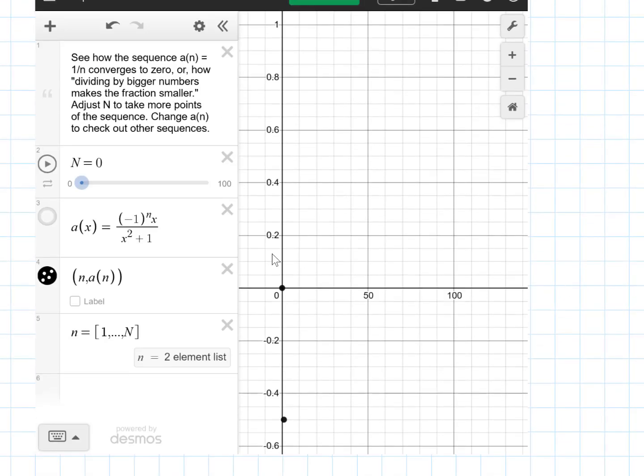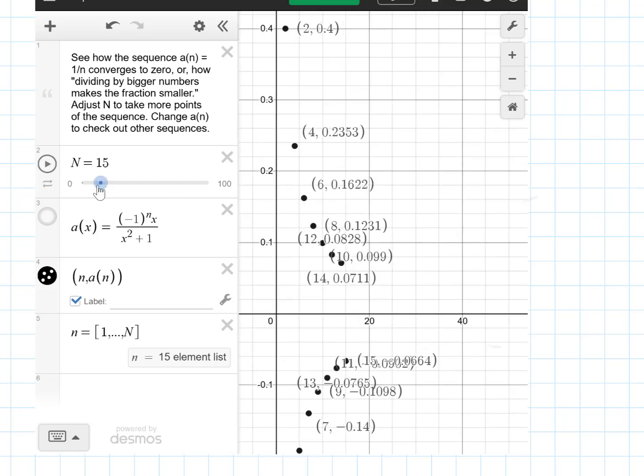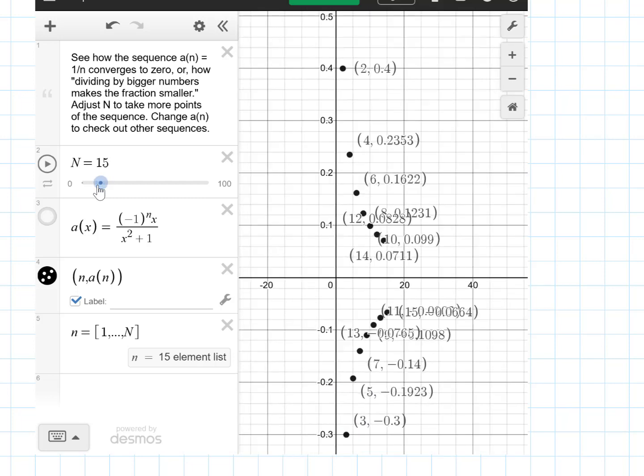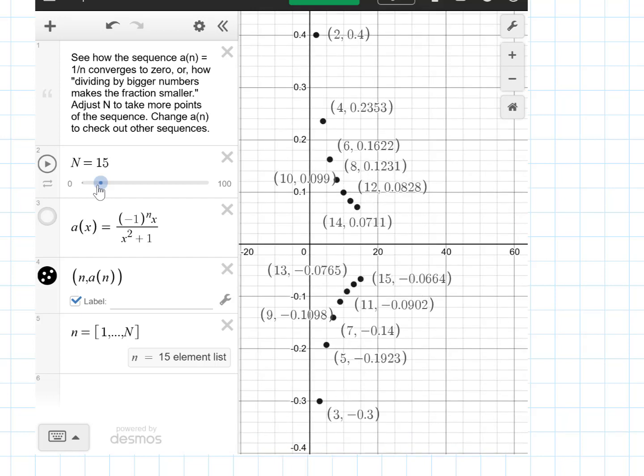So I'm going to scroll up here a little bit and go ahead and get the animation started. So if I hit play right here, it's going to go pretty quickly, and it almost looks like we have two sequences, but that's because the terms are flipping from positive to negative. So if I go out, let's go out to 15 right here, and I'll go ahead and label these. And that might be too many to visualize. Well, we can zoom in on that a little bit. So if we zoom in on that, what you can see is happening here is every other term, because the even terms are positive, but the odd terms are negative.